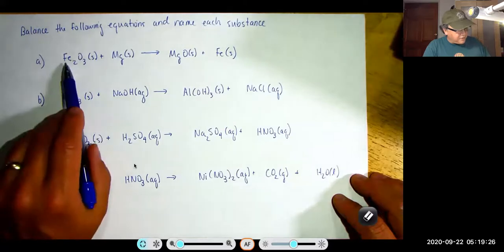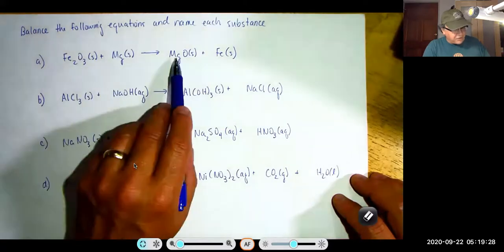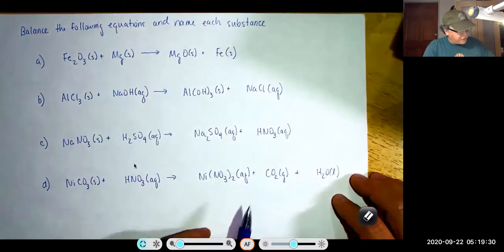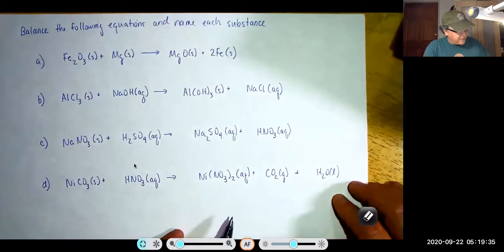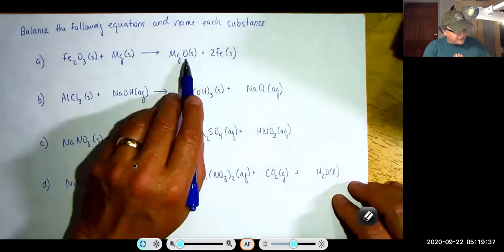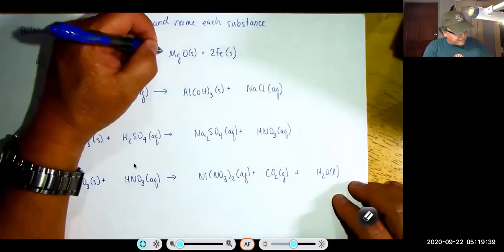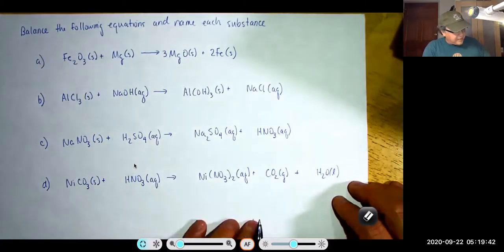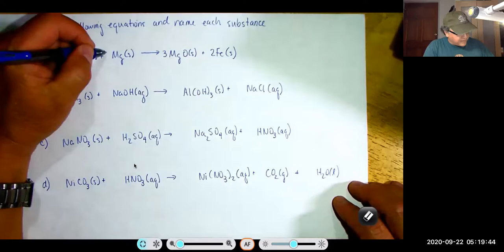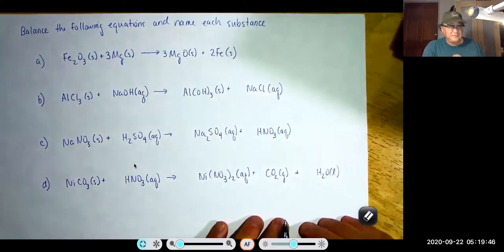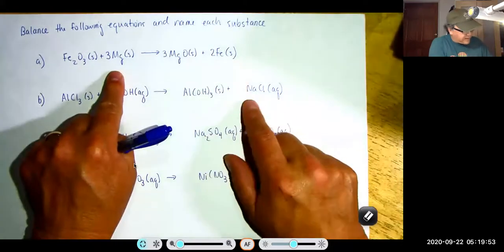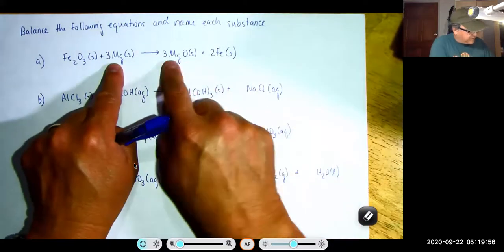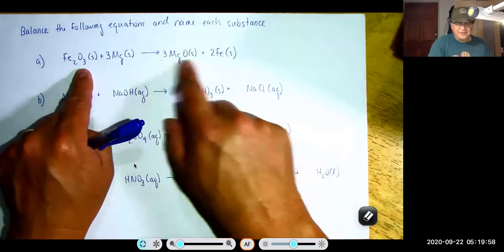So we have Fe2O3 plus magnesium gives you MgO plus Fe. So 2 irons here. I'm going to put a 2 here to get 2 irons. 3 oxygens here, 1 oxygen here. So I'm going to put a 3 here to get 3 oxygens. And here I have 3 magnesiums, so I'm going to put a 3 here. Okay, moving along. Well, let's double check it. 2 irons, 2 irons, 3 magnesium, 3 magnesium, 3 oxygen, 3 oxygen. We're good.